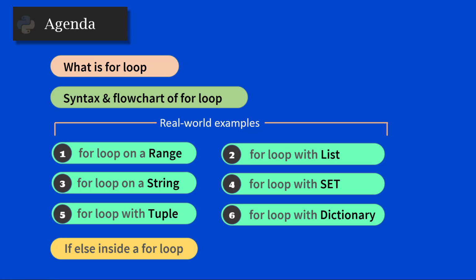And finally, we'll also learn how you can use if-else inside a for loop, because there are certain situations where you want to make some decision based on the particular value, and you don't want to continue till the end of the loop. For that purpose, we'll be using if-else so that the loop gets terminated or the desired output is achieved before scanning the complete loop. Alright, I hope you are set with the agenda. Let's get started and understand what a for loop is.